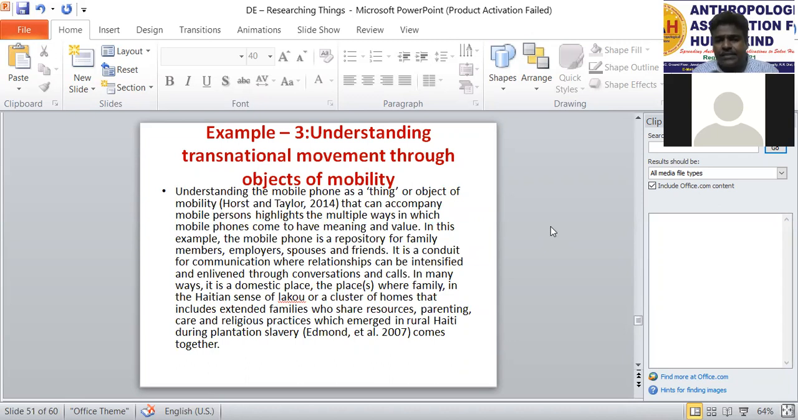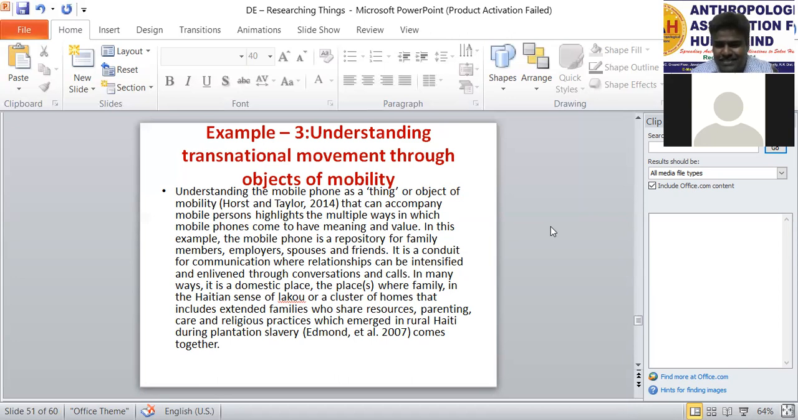Understanding the mobile phone as a thing or object of mobility that can accompany mobile persons highlights the multiple ways in which mobile phones come to have meaning and value. In this example, the mobile phone is a repository for family members, employers, spouses, and friends. It is a conduit for communication where relationships can be intensified and enlivened through conversations and calls. In many ways, it is a domestic place.